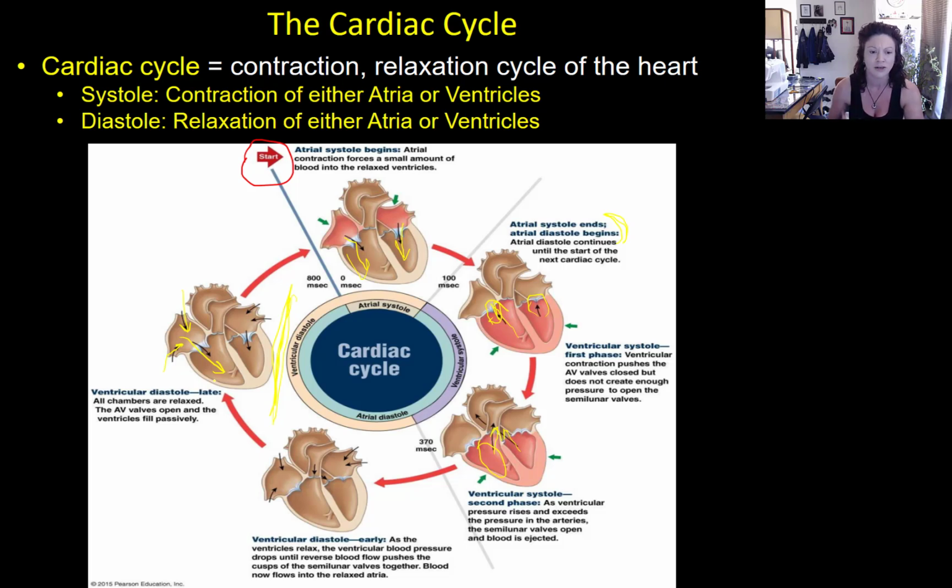The majority of the ventricle filling that occurs is actually passive, doesn't take energy or contraction. But there's always going to be a little bit of blood left in the atria. Hence the need for us to restart here with atrial systole, to squeeze that last little bit of blood out of the atria, and into the ventricles. And then the system starts over again.